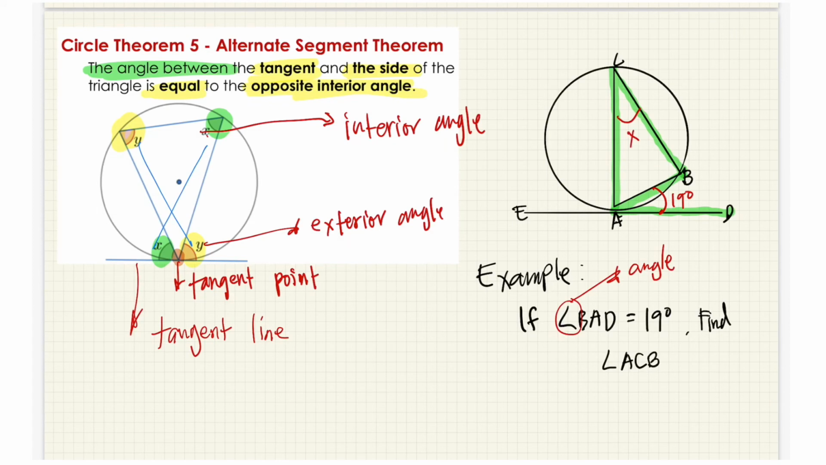But it says there that the opposite exterior to its interior is equal. Okay? The word is equal. So therefore, if this is 19 degrees, then x here is equal to what? Equal to 19 degrees. Are you following me? It is equal to 19 degrees.